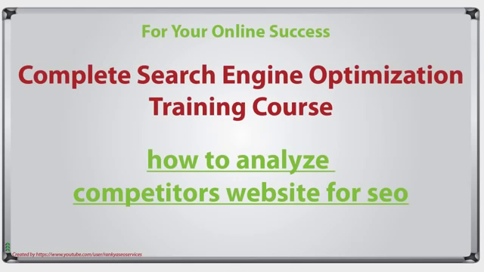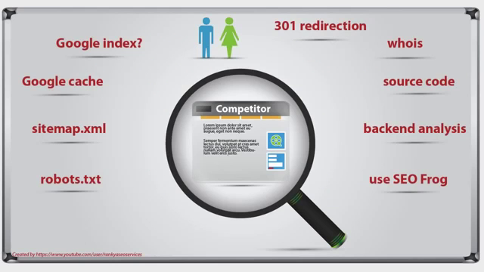Let's go back and see, have I missed anything? We've done the backend analysis, we've looked at the backend, we've checked the sitemap, we've checked Google index and cache, you should have done the whois information, we've checked the redirection, we know there's at least redirection happening, and we've also got an idea that whoever is managing the website is not doing things properly. The code itself, when I look at it, is terrible.